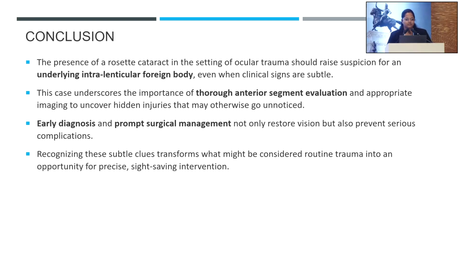The presence of a rosette cataract in the setting of ocular trauma should raise suspicion of an underlying intralenticular foreign body, even when clinical signs are subtle. This underscores the importance of thorough anterior segment evaluation and appropriate imaging to uncover hidden injuries. Early diagnosis and prompt surgical management not only restore vision but also prevent serious complications. Recognizing these subtle clues transforms what might be considered routine trauma into an opportunity for precise and sight-saving intervention.